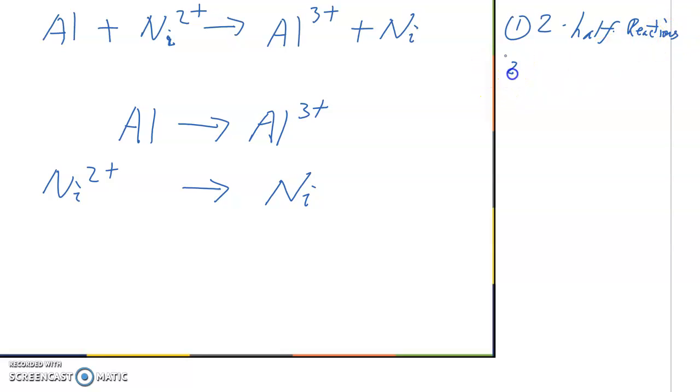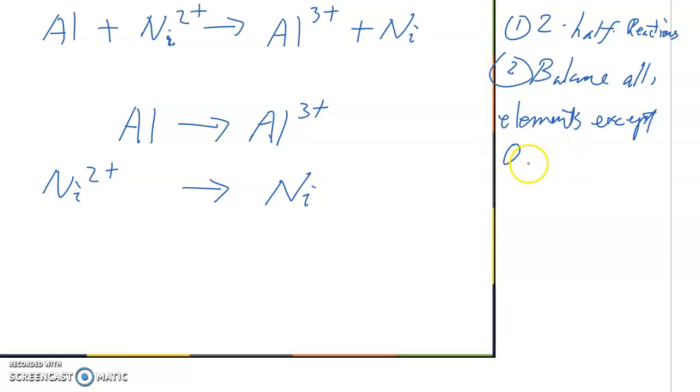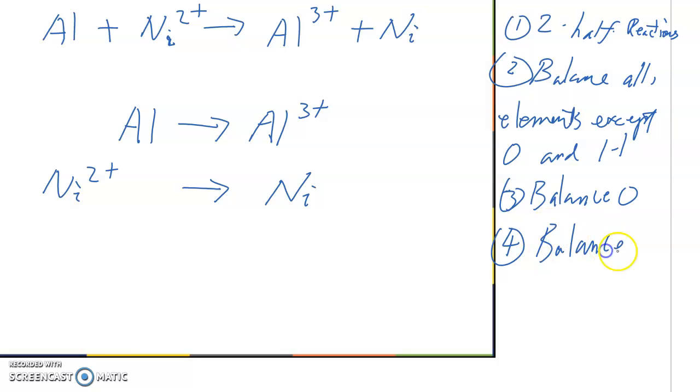I finished the first step, writing down the 2 half reactions. The second step is to balance all elements except oxygen and hydrogen. That is done. Number 3 is to balance the oxygen by adding water, but we don't have oxygen here, so that's fine. Number 4 is to balance the hydrogen by adding H+. We don't have hydrogen here, so that is fine.